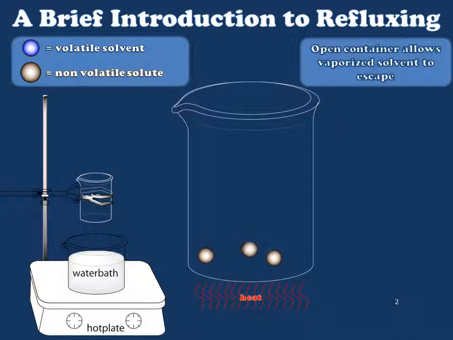This is extremely undesirable in many ways. We can heat our non-volatile solute and damage it, and of course, when it's out of solution, it's no longer able to react in the way that we hope that it will. So we need to come up with a technique which will allow us to prevent this loss of solvent as it vaporizes.